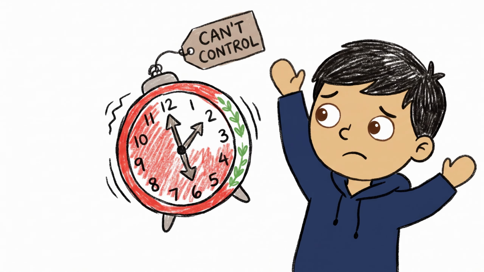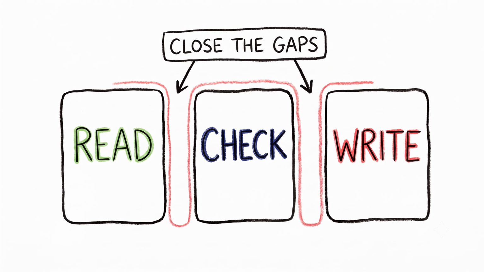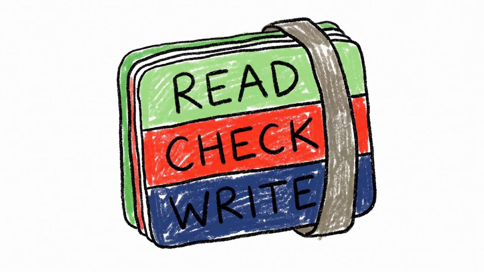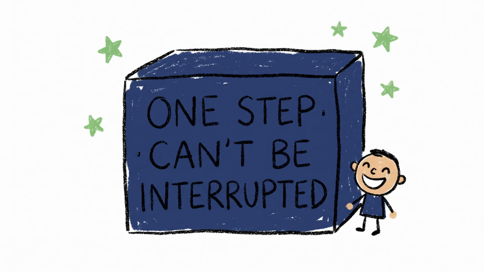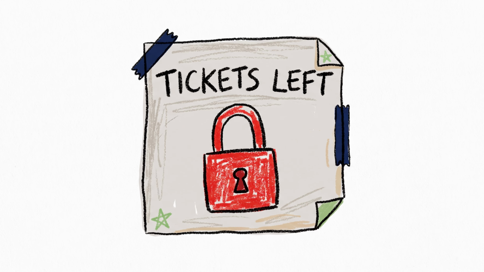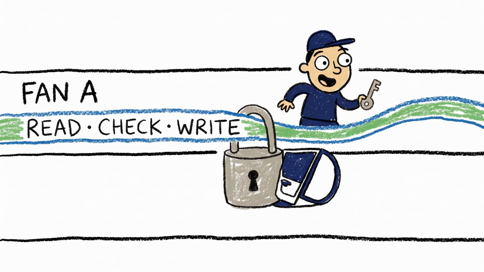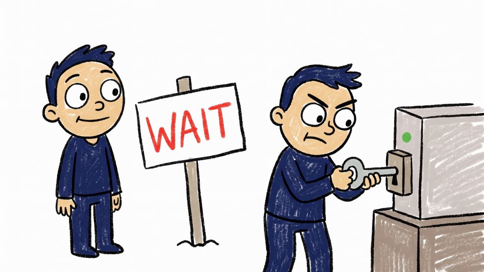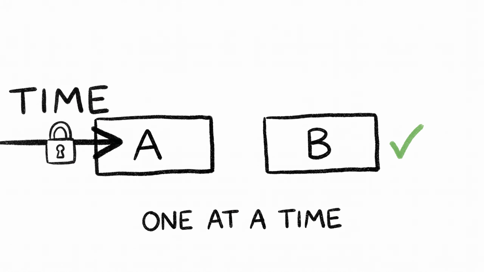So, how do you beat something you can't even reproduce? You stop trying to control the timing. Instead, you close the gaps. You bundle read, check, and subtract into a single step that can't be interrupted. Once one request starts, nothing else can touch that number until it's done. In practice, you put a lock on the count. The first request takes the lock, does all 3 steps, then releases it. The second one simply waits its turn. One at a time, the overlap is impossible, and so is the bug.